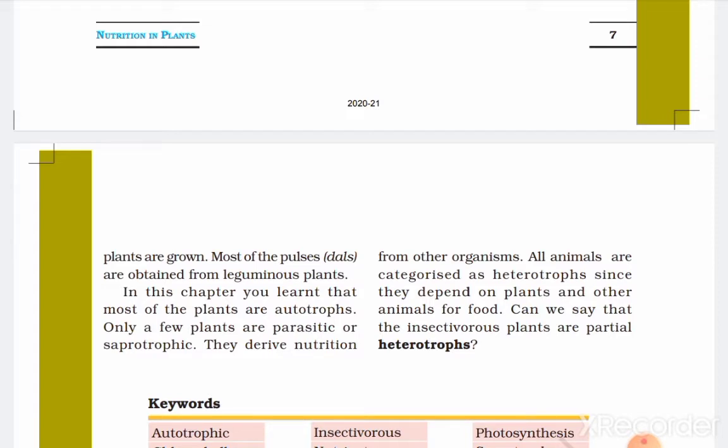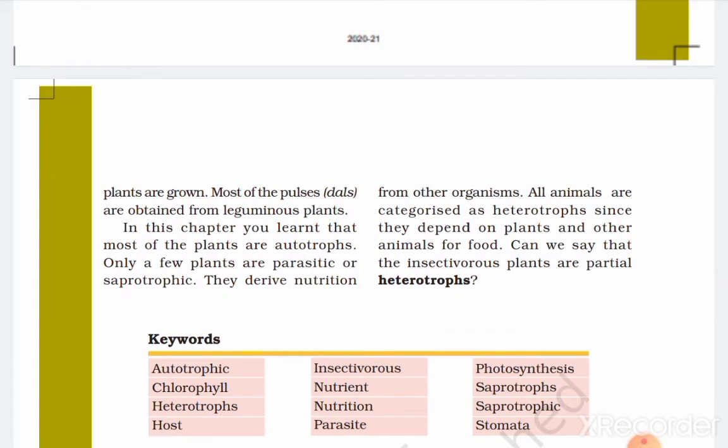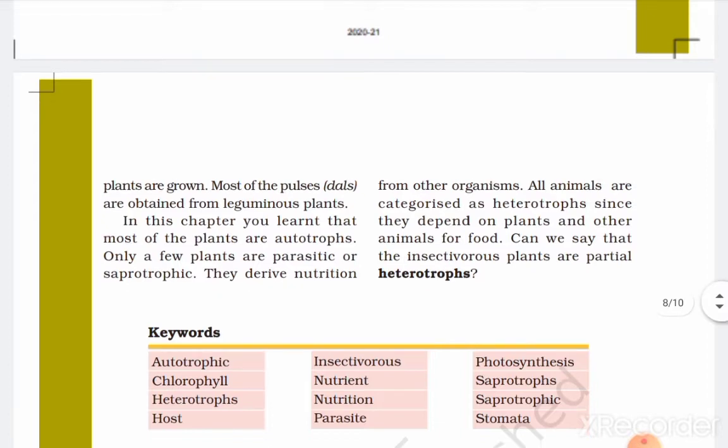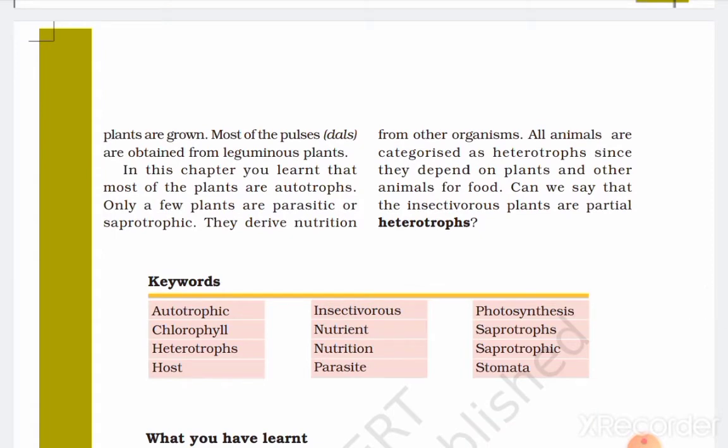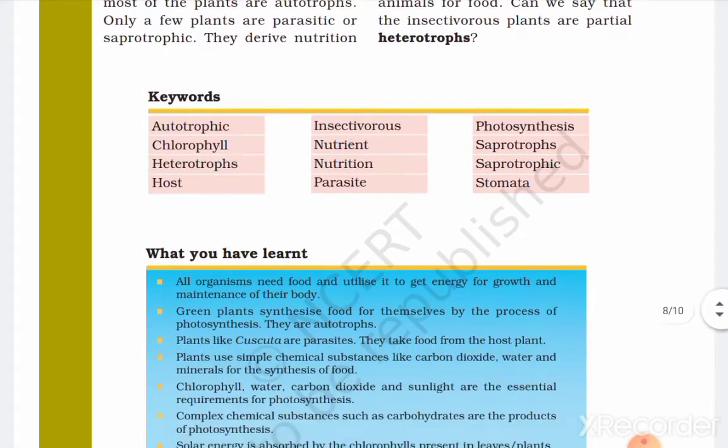In this chapter you learned that most of the plants are autotrophic, only few plants are parasitic or saprotrophic. They derive nutrition from other organisms. All animals are categorized as heterotrophic since they depend on plants and other animals for food. We can say that insectivorous plants are partially heterotrophic.